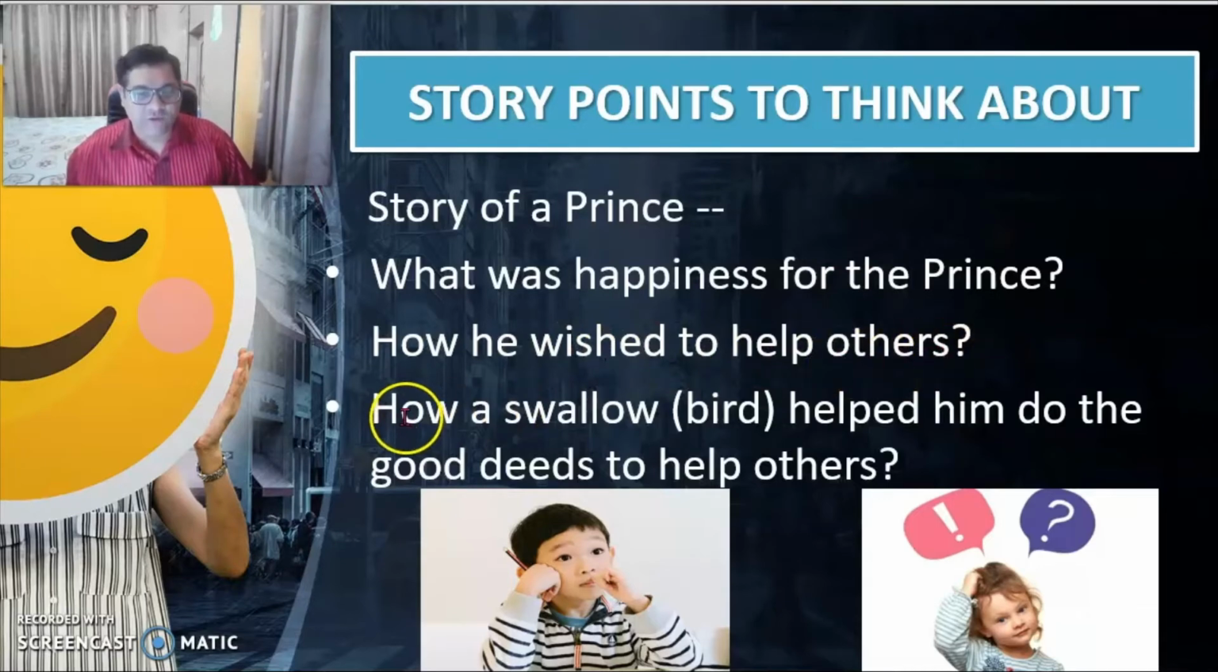Third is, how did a swallow help him? Swallow means a bird, it's one kind of breed of bird, it's called a swallow, okay? How did the swallow bird help him to do good deeds to help others? Now keep these questions in mind and you have to answer them later after you watch the story.